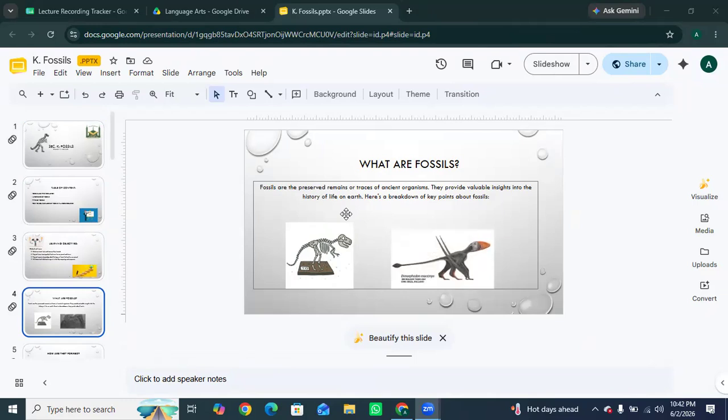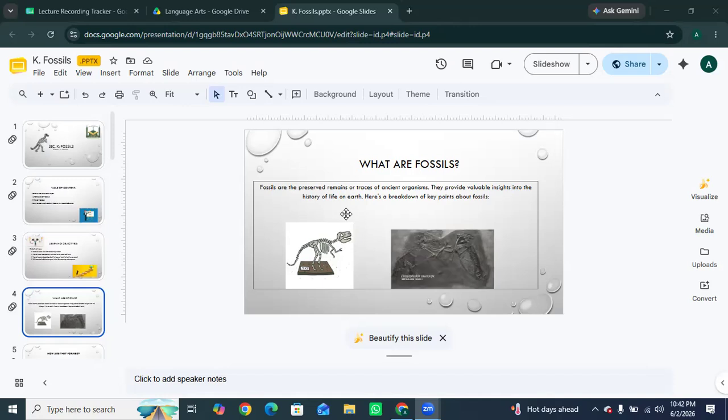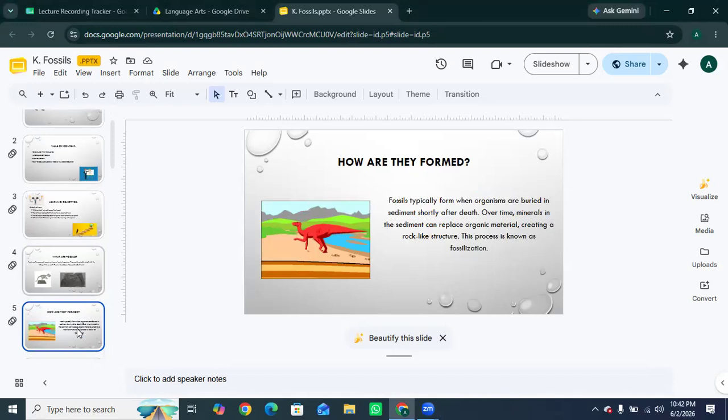So basically, we're saying that the fossils are the preserved remains, shapes, or traces of living things from a very long time ago. They basically act like history clues that tell us the story of ancient life on Earth. Okay? So, how are they formed?